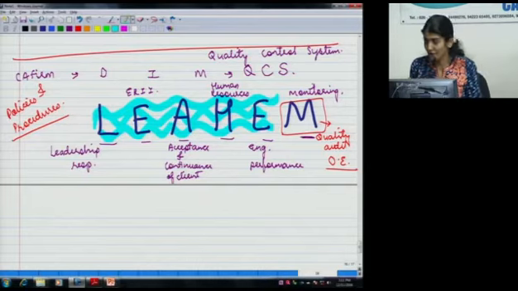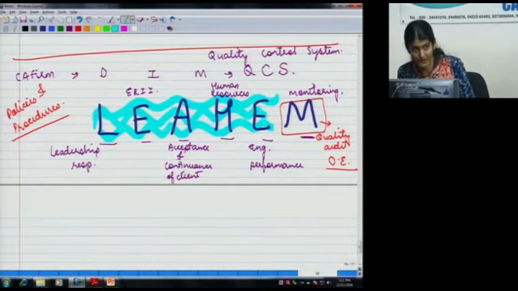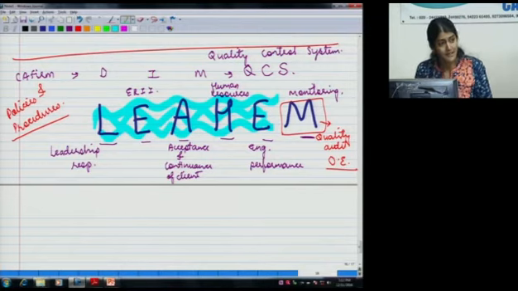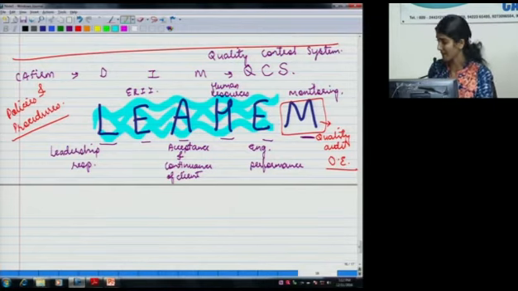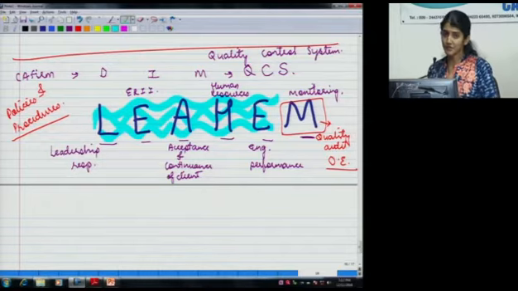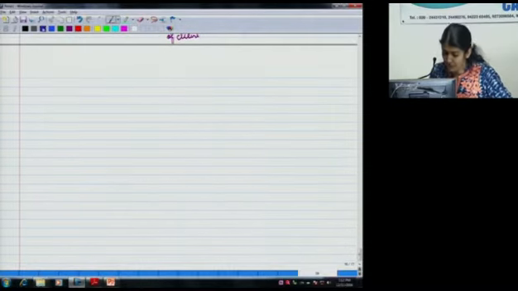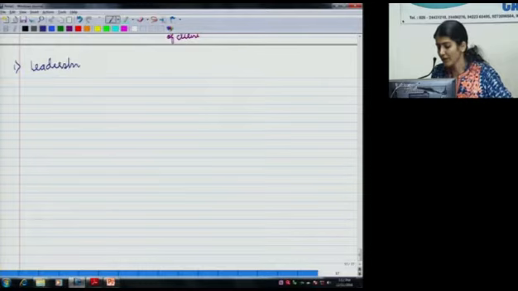Once we discuss these 5 points, the standard is over. SQC1 means LEHAM. Yes, SQC1 means LEHAM. Leadership responsibilities, ethical requirements including independence, acceptance and continuance, human resources, engagement performance, and monitoring. Does everybody understand? First one, leadership responsibilities for quality within the firm.